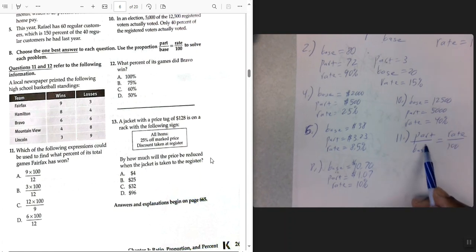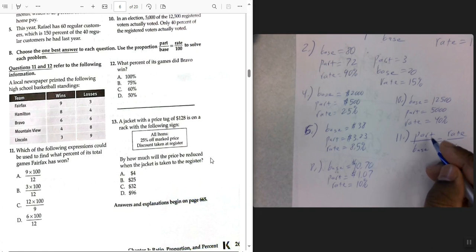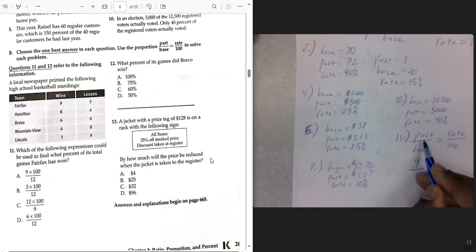Now, the part here, it says total games they have won. So if we look at Fairfax, they won 9 games. So their part would be 9. So we'll replace part with 9. Now we have to do the base. The base is the total amount of games played. So that's when you add wins and losses, and it's assumed there are no draws here. That is the total amount of games that was played. So 9 plus 3 is 12. So that is your base.